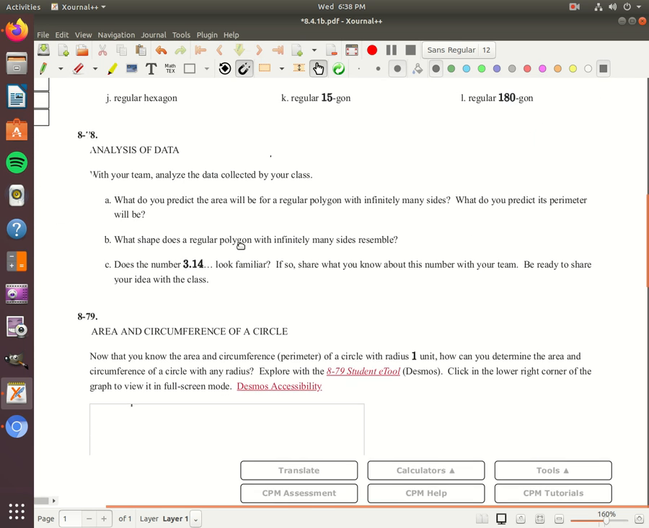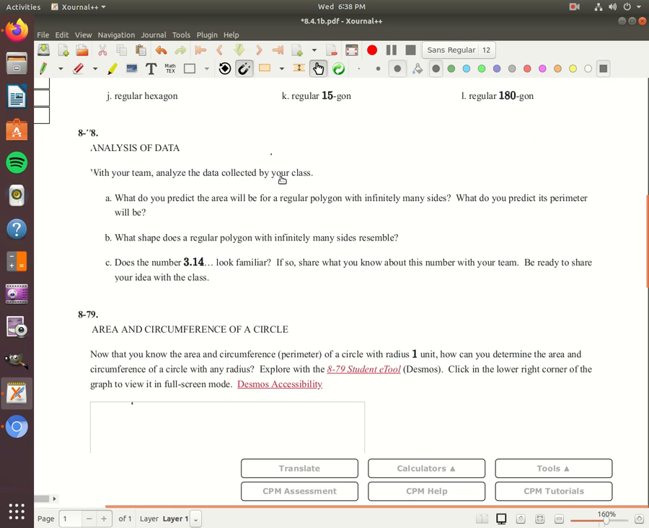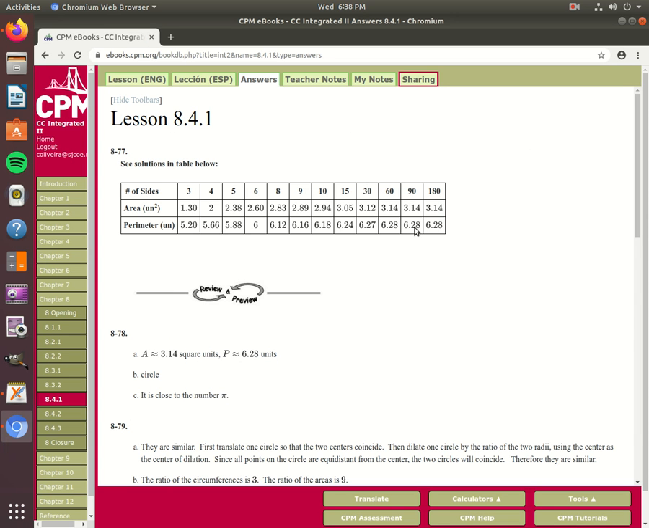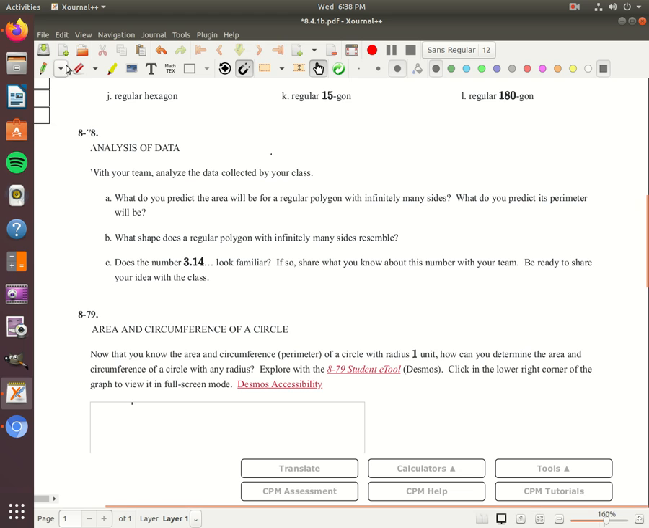With your team, analyze the data you collected by your class. What do you predict the area will be for a polygon with infinitely many sides? Well, again, if we jump back over here, it looks like it doesn't matter what happens after even about 30. It just stays 3.14 and 6.28. So I guess that if it has infinitely many sides, I would expect the area to be 3.14. And the perimeter would be 6.28, right? It seems logical based on what we just witnessed.